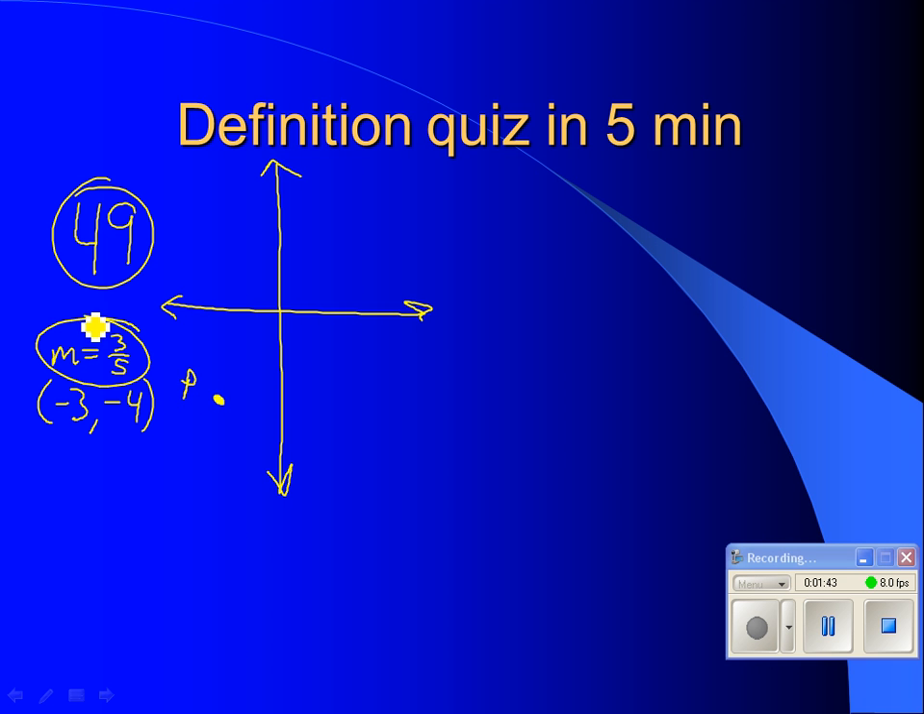How do we use the slope? Up 3/5, up 3 to the right 5. Up 3 to the right 5, somewhere about in there. From there, up 3 to the right 5, somewhere about in there. I could hit the points. The line should look something about like that.